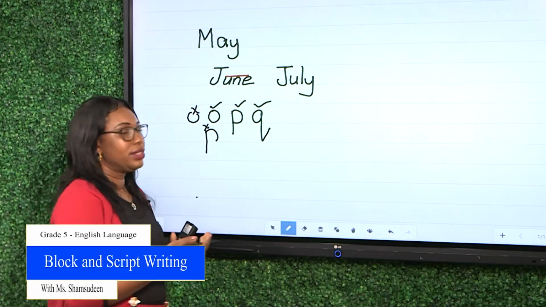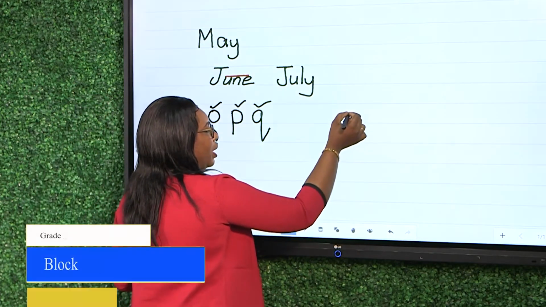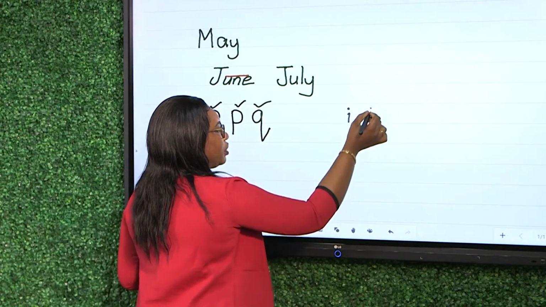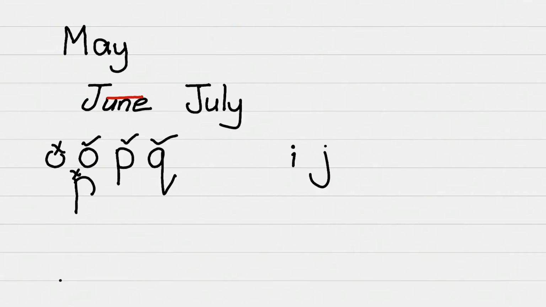Then we have letters like the I and G that you need to ensure carry that necessary dot to the top. Then we have our special letter T that carries that cross. So you need to ensure that your I's are dotted and your T's are crossed.